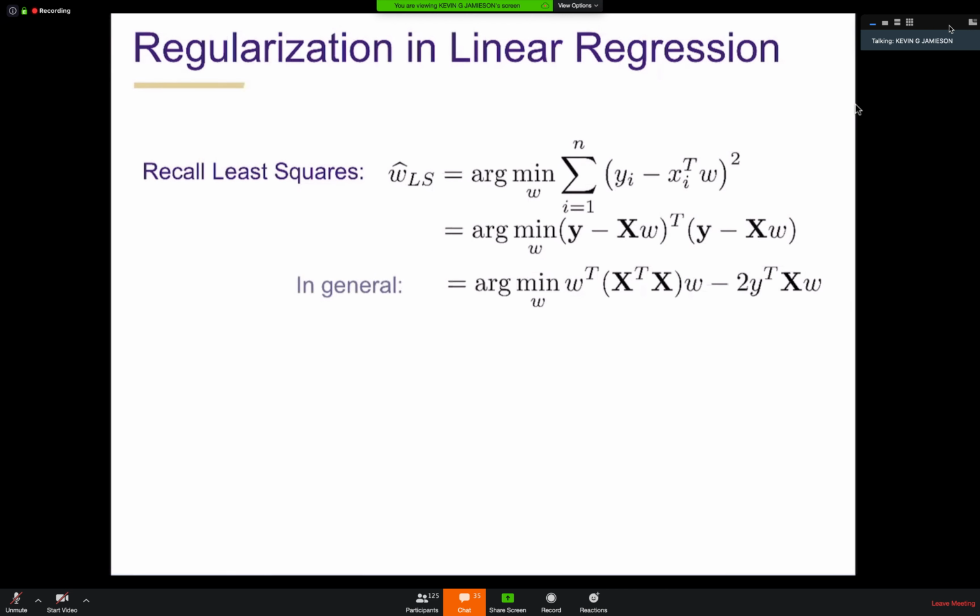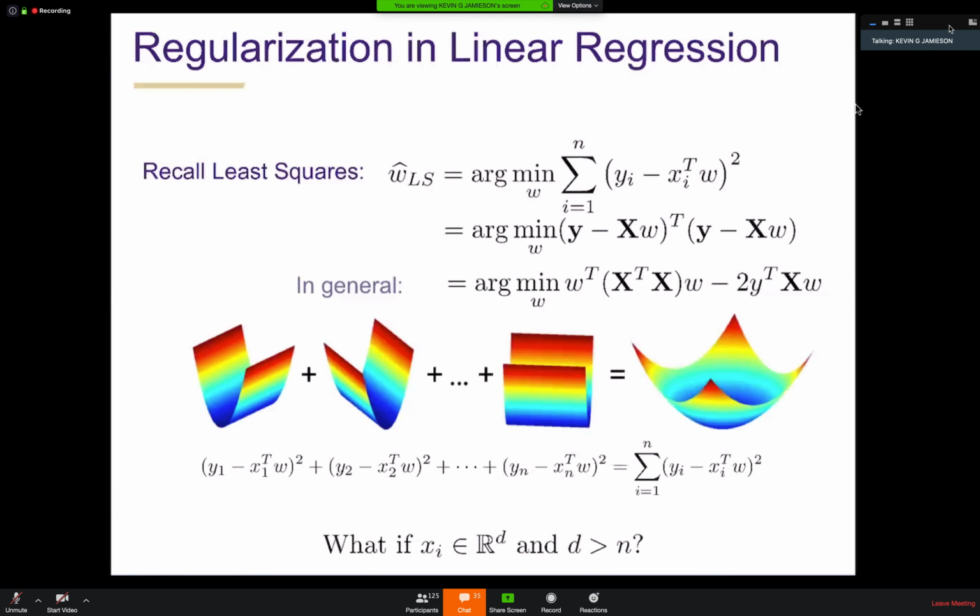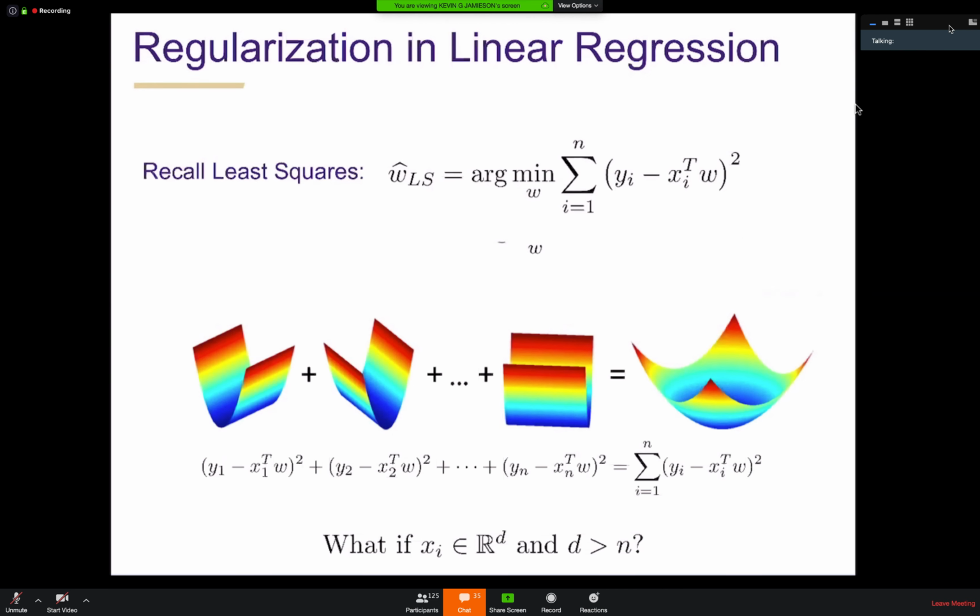So this expression, if we think about it, ignore all this, you don't need to see this. If you just look at this expression here, the sum of losses.